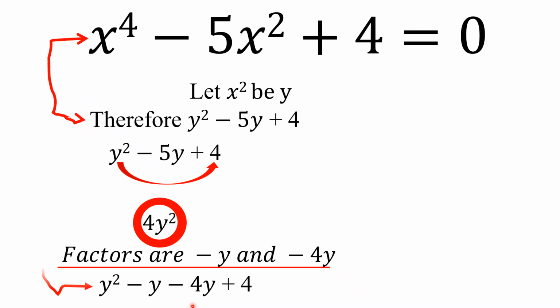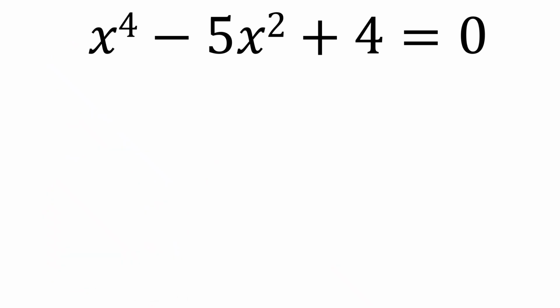So the new equation becomes y squared minus y minus 4y plus 4 is equal to 0. This equation is just the same as the previous one, so don't get confused, because if we simplify this, it comes back to the original. We did that to make it factorizable, so we now want to factorize this to find the value of y.